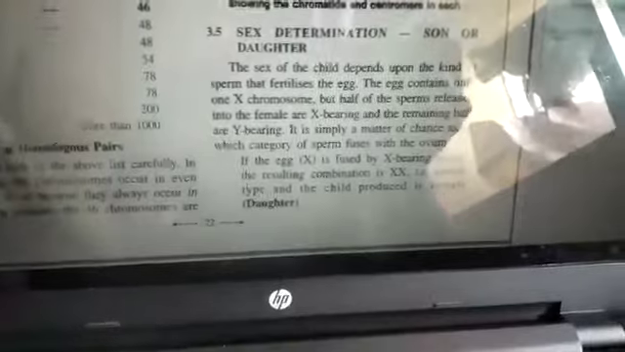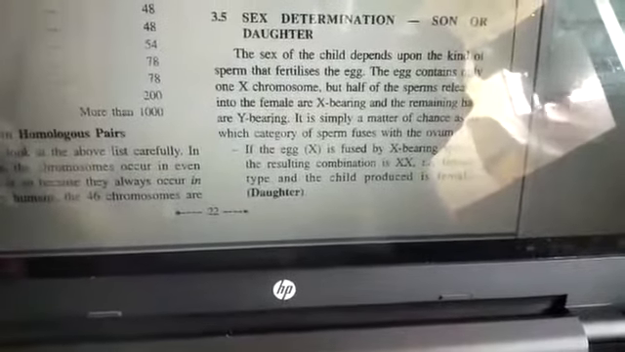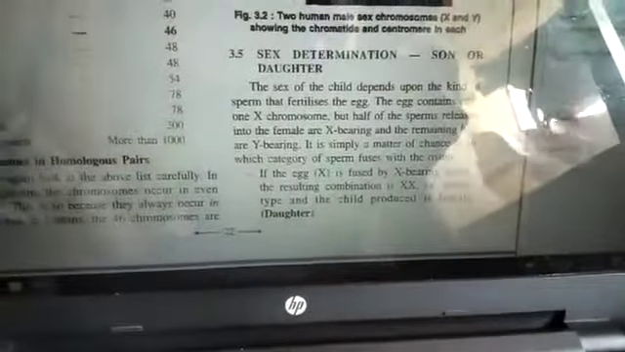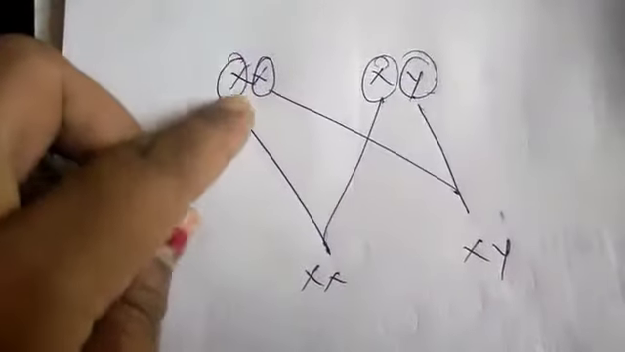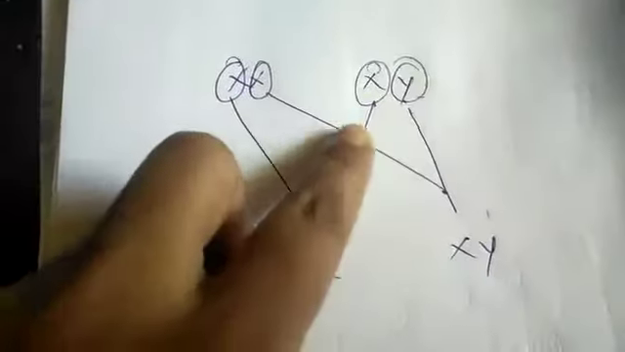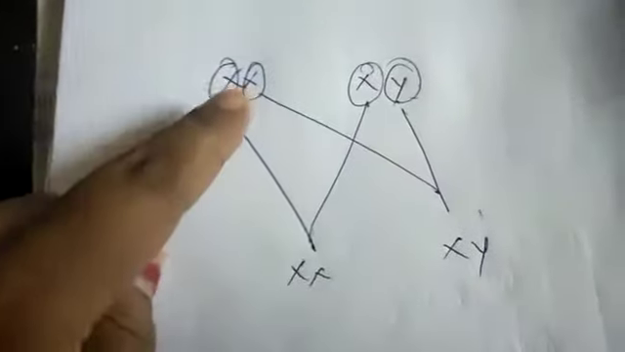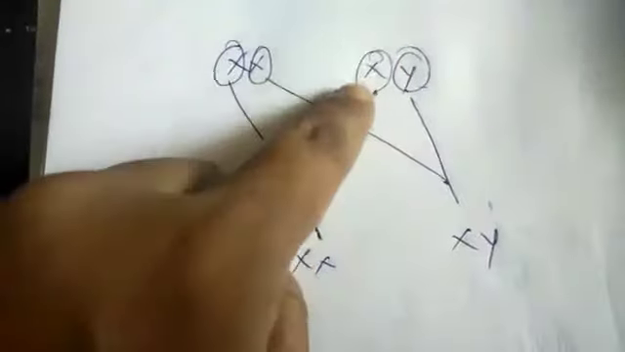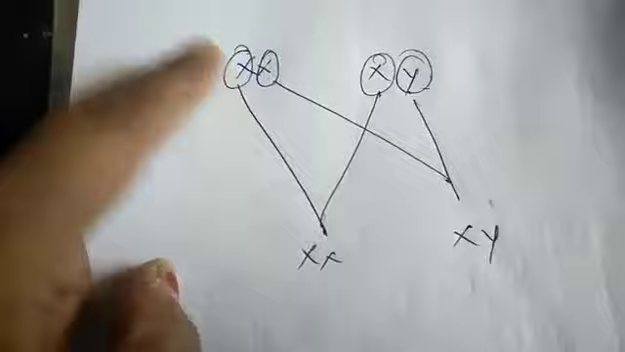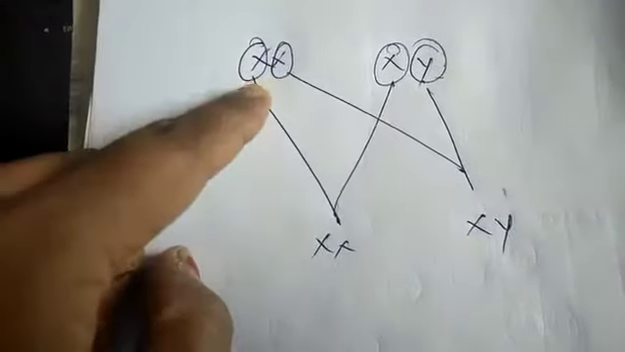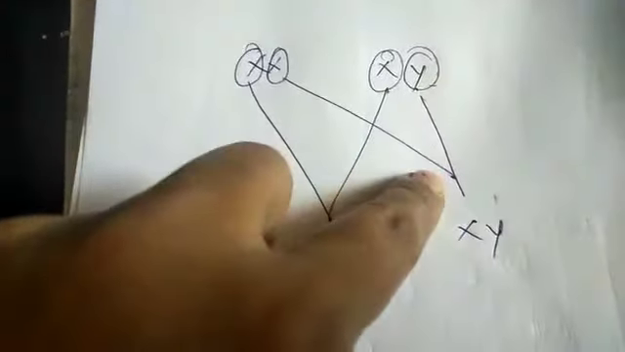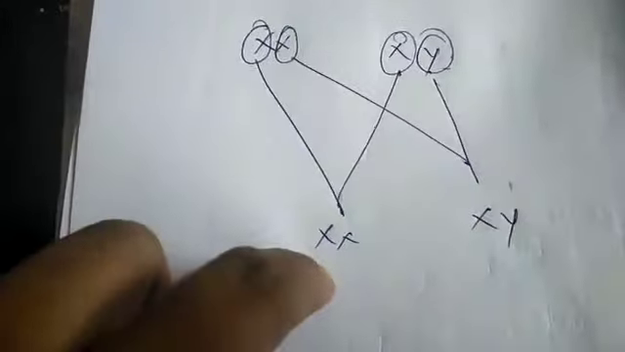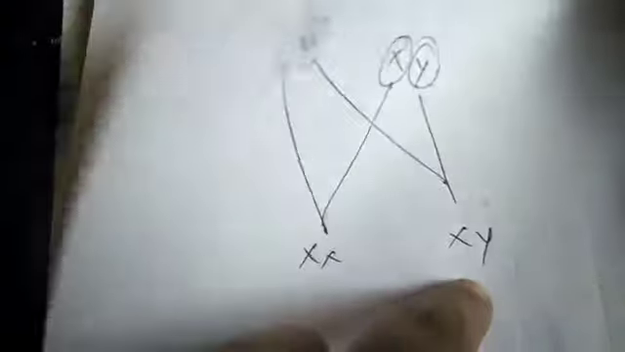Sex determination, I think you are well aware of this topic now, that when the mixing of the characters takes place, female is XX, male is XY. Now when crossbreeding takes place, one chromosome will come from here, the other from there. From the mother you don't have any other choice, you have only one, that is X. But from the father, if X comes in contact with it, you get a daughter. If Y comes, that becomes the son.